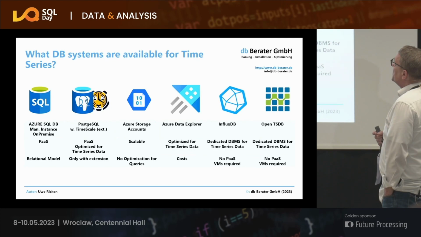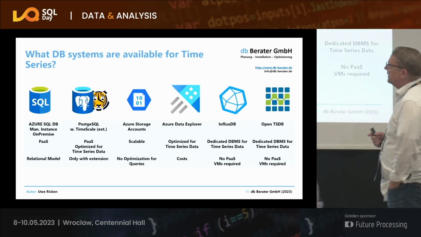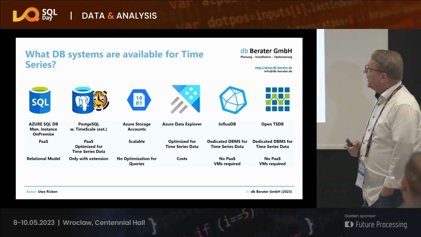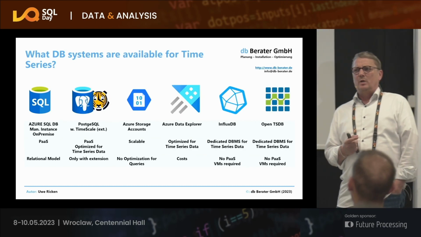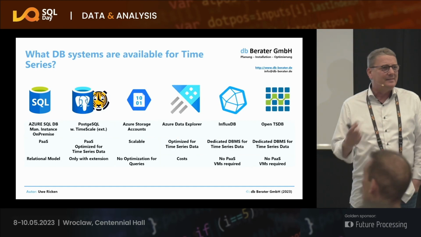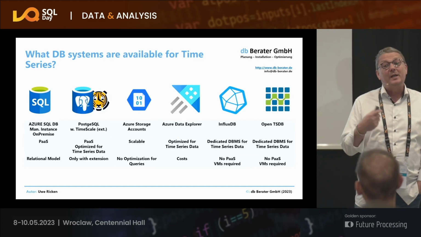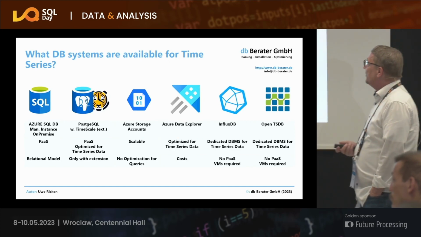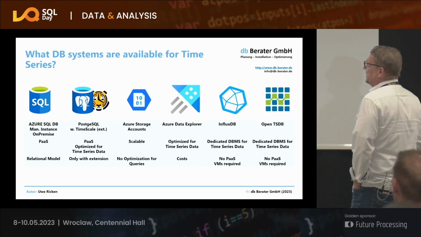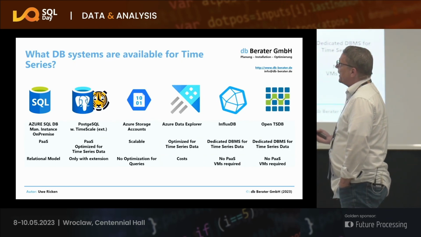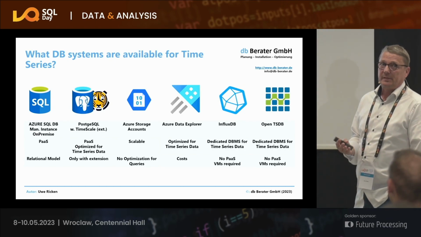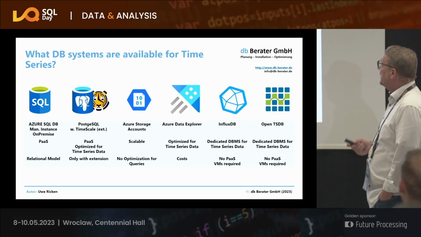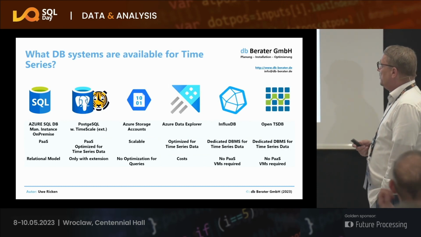What database systems are available for time series? You all know a few of them, I think. Azure SQL Database. You're wondering, what? Yes, since SQL 2022, because we have special functions now. We're dealing with this. Managed instances, on-prem. The good thing with Azure SQL DB and managed instances is they are platform as a service, and that's something I really like. They support the relational model.